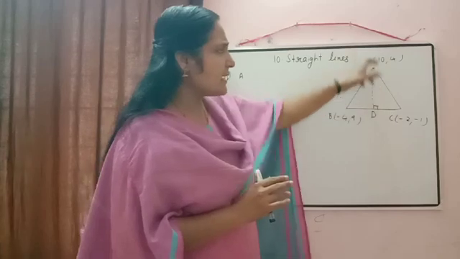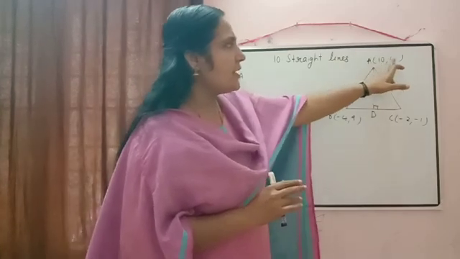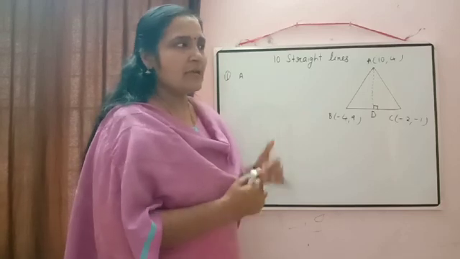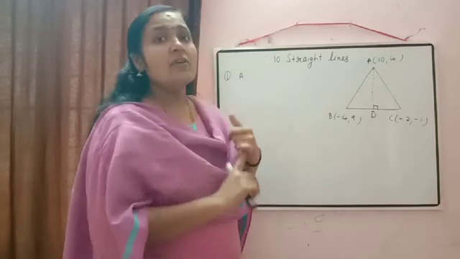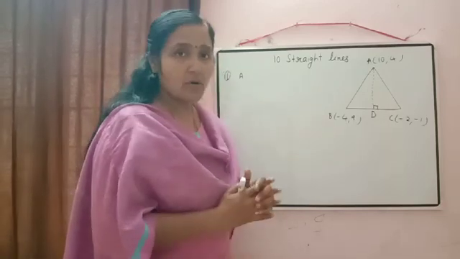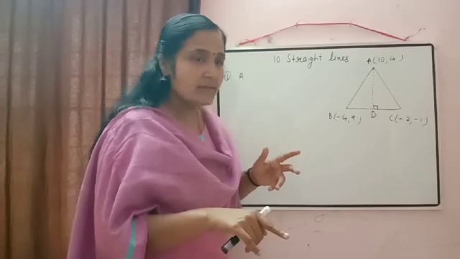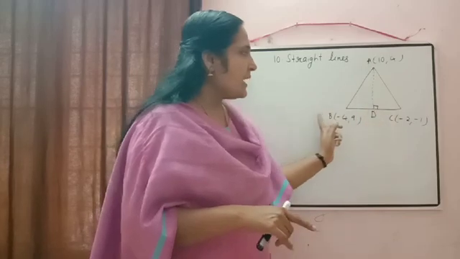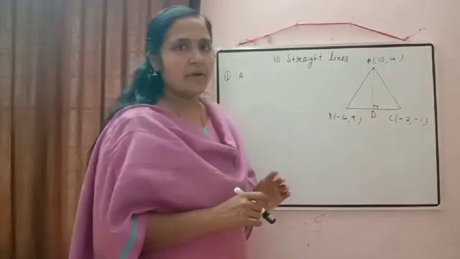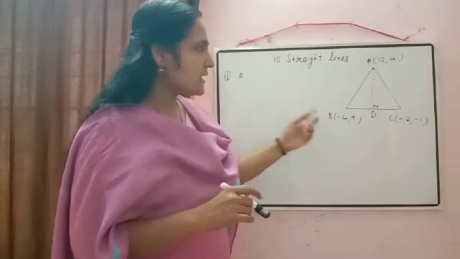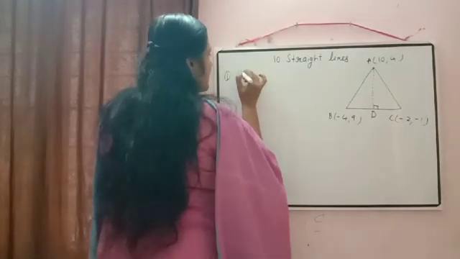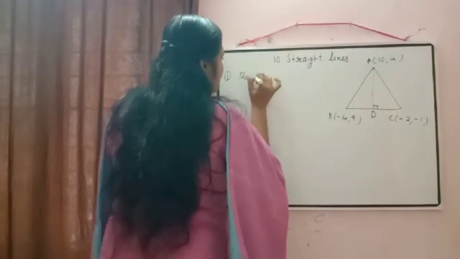As you can check, AD passes through the point (10, 4). To find the equation of a line, we need a point and we need a slope. But the slope is not given. To calculate the slope, this information is given: AD is perpendicular to BC. So first, can we calculate the slope of BC? Just write down there, slope of BC.